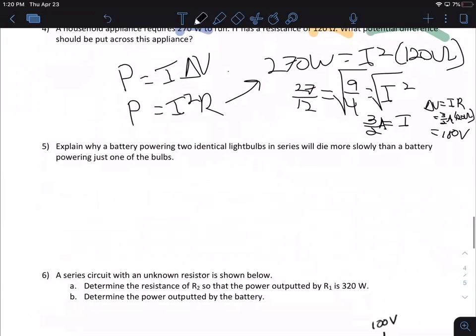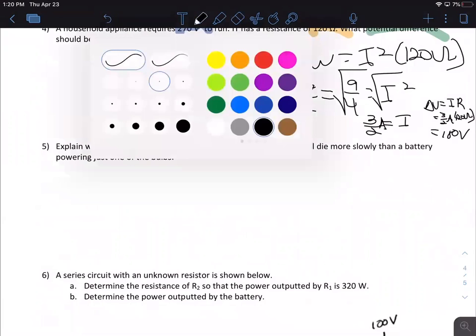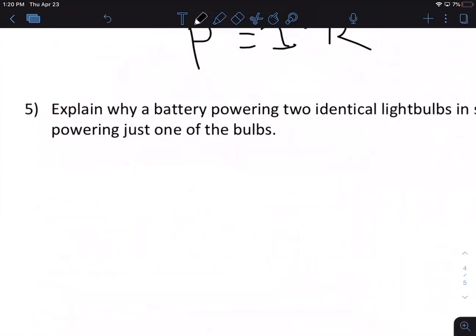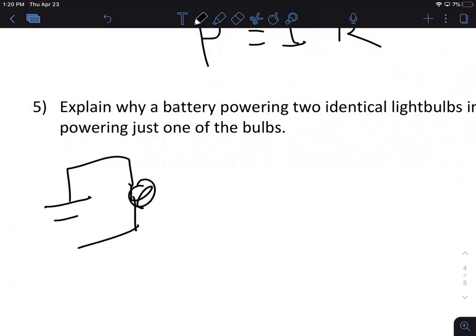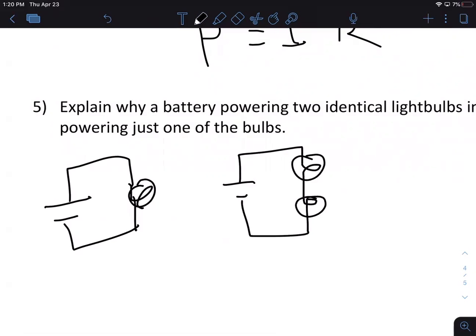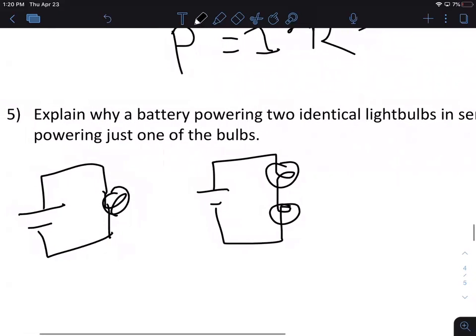My battery powering 2 light bulbs in series will die more slowly than a battery powering just one of the bulbs. So let's draw each situation. One light bulb versus two light bulbs. Same battery.